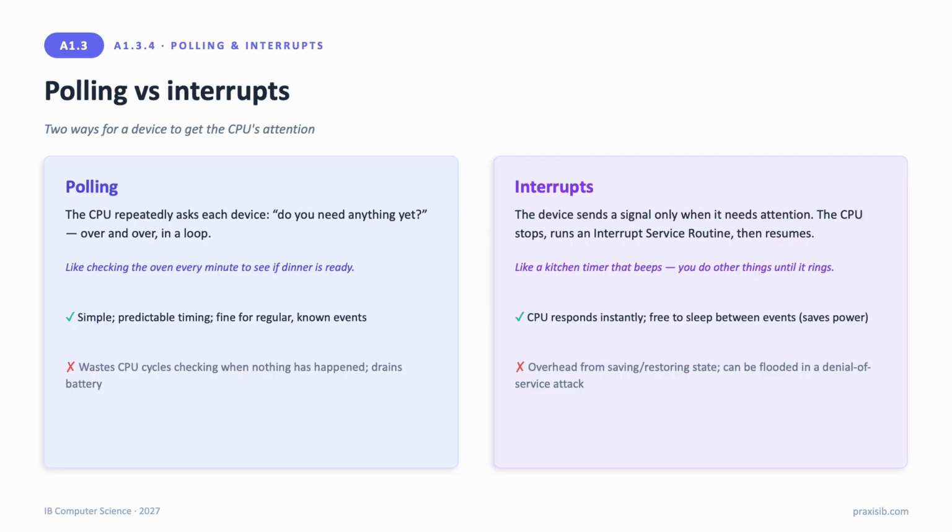Now, a different question. Your device's keyboard, mouse, and network card sometimes need the processor's attention. How does the processor find out? There are two approaches, and we will compare them.